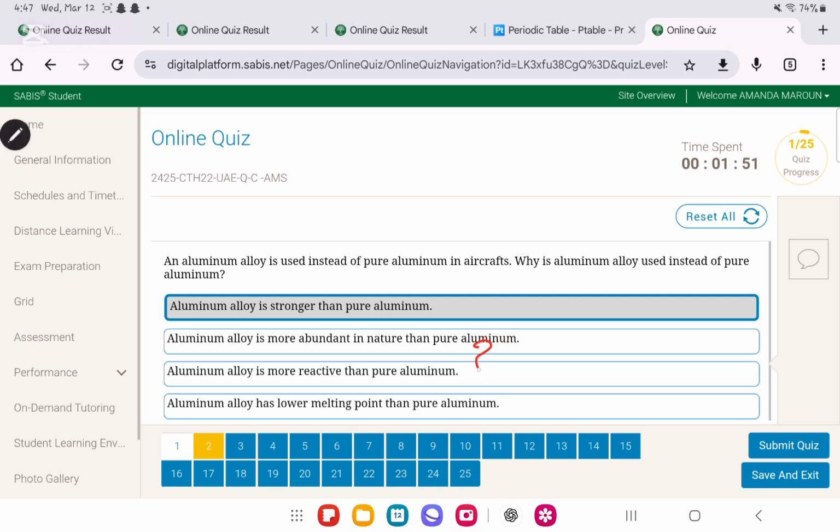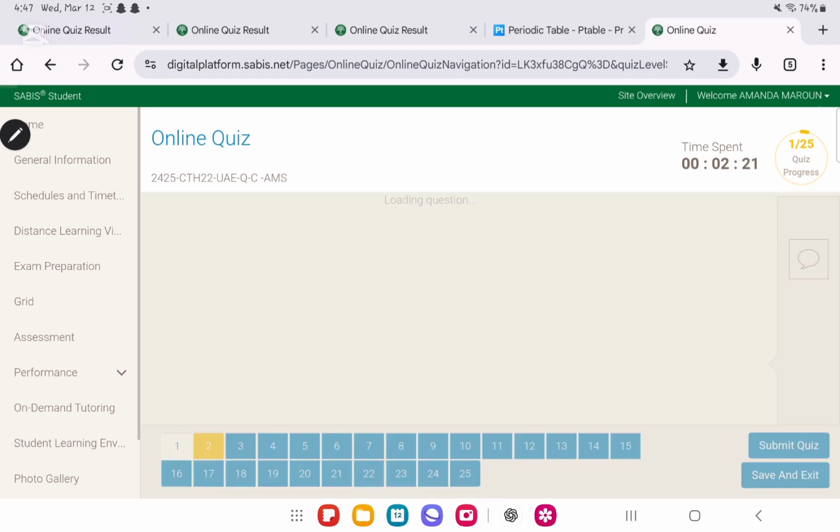More reactive than pure aluminium, okay, we are using it in aircrafts. We do not need it to be more reactive. We need it to be less reactive so that it can sustain the aircraft. Aluminium alloy has lower melting points, for sure not. Imagine going up to the plane and then you will see that it has already melted because it's made out of an alloy that has a lower melting point than pure aluminium. For sure not, so definitely the first option is correct.